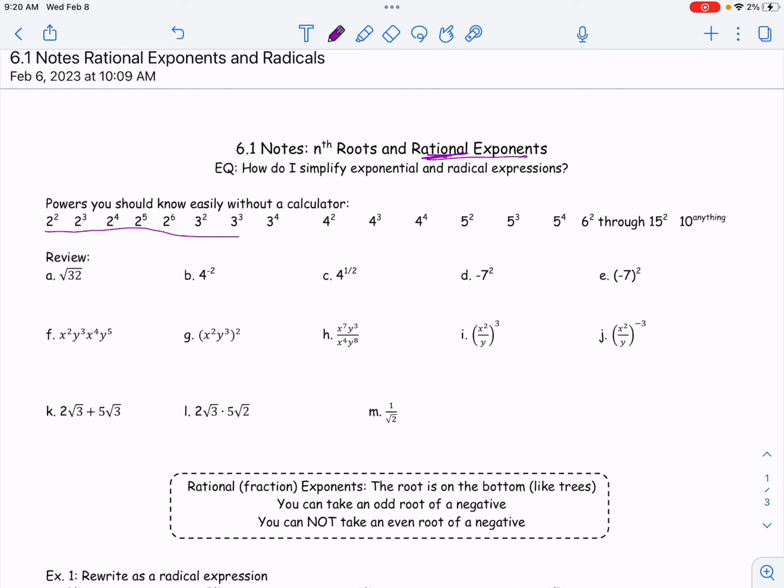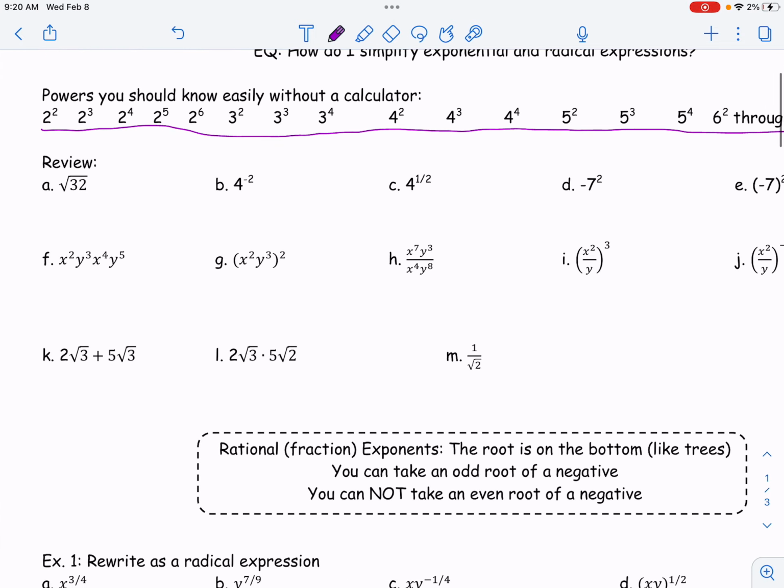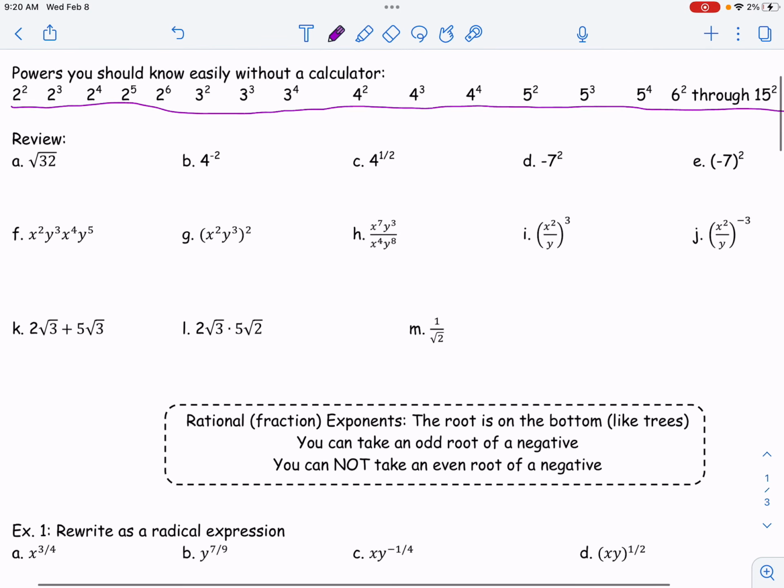These numbers up here, guys, you should be able to do these and more from memory. So you should know all your perfect square numbers 1 through 20 and your perfect cube numbers, probably 1 through, if you knew 1 through 10, that would be good. You can do these things a lot quicker if you know those from memory. We're going to go through these. This is a review, this top part.